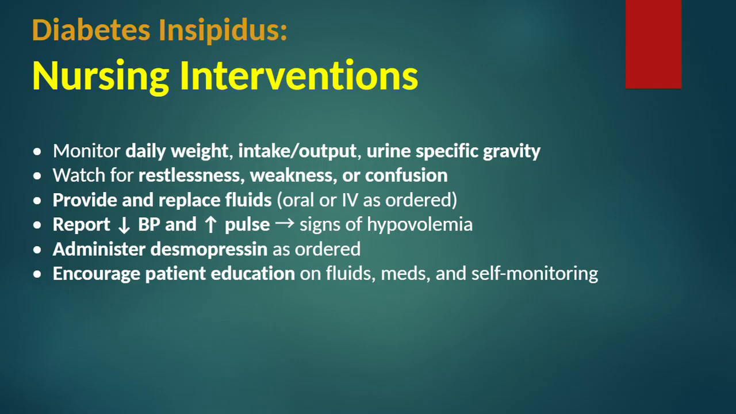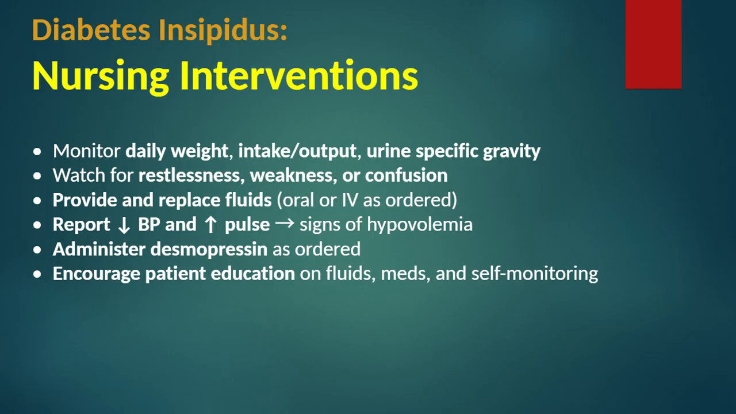Now that we understand the pathophysiology of diabetes insipidus, let's talk about what we as nurses actually do for these patients. Because DI causes extreme water loss, our nursing care is primarily focused on maintaining fluid balance, monitoring for dehydration, and preventing complications. First, we must monitor daily weights, intake and output, and urine-specific gravity.